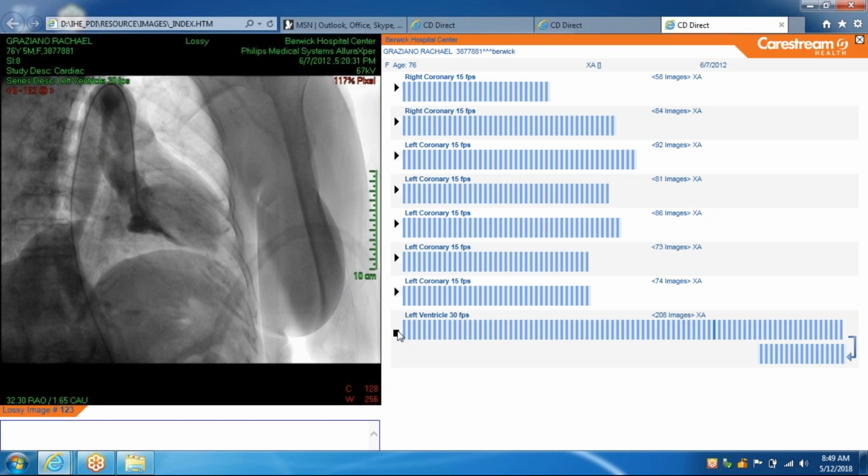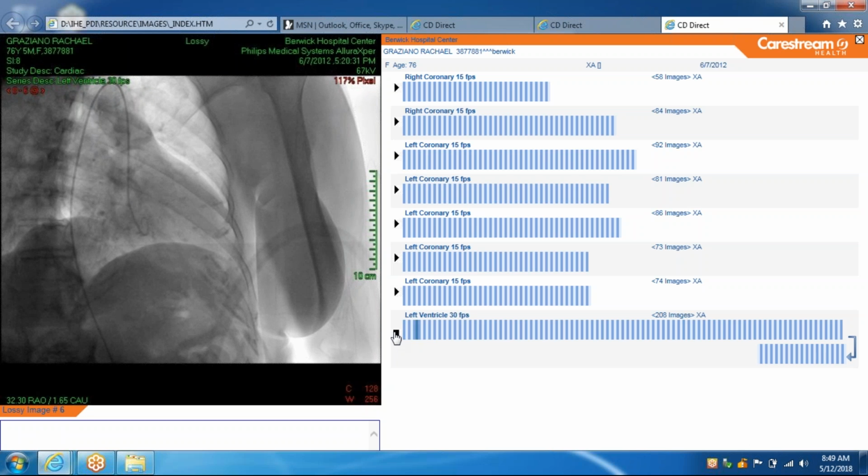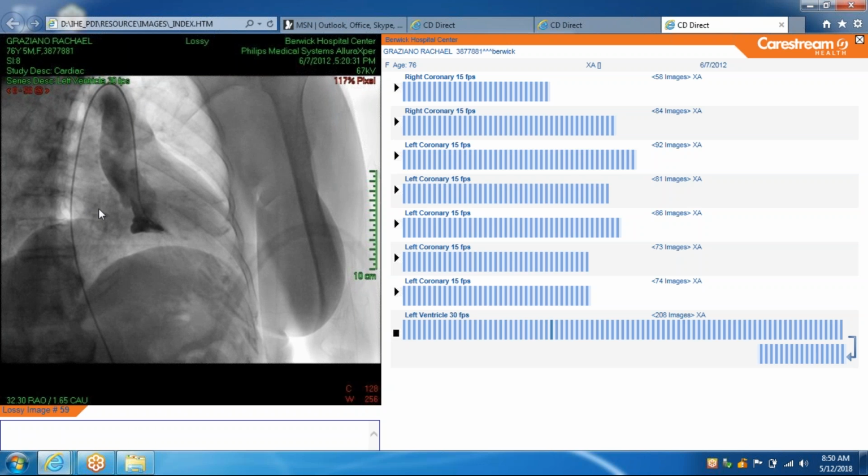So let's look again. Pigtail catheter in the LV, and you can see the LV is contracting. You can see contrast coming back there. And we can determine the severity of the mitral regurgitation. There are methods that we can use to determine the severity of the mitral regurgitation.